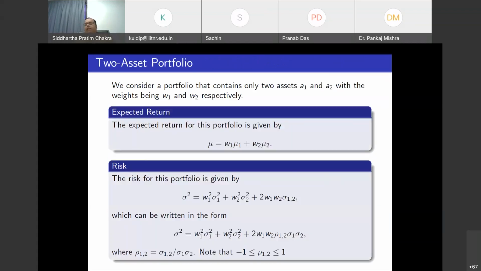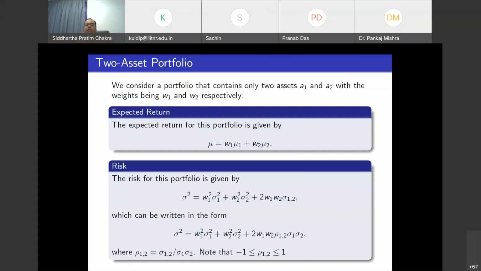And remember that sigma 1,2 is sigma 2,1, because the covariance of two random variables x and y is the same as the covariance of y and x. So the risk for this portfolio is given by this formula. Instead of writing sigma 1,2, remember it is the covariance. Now remember the correlation coefficient by definition is given by rho, which is the covariance, sigma 1,2, divided by the standard deviation of the first random variable, sigma 1, and the second random variable, sigma 2.